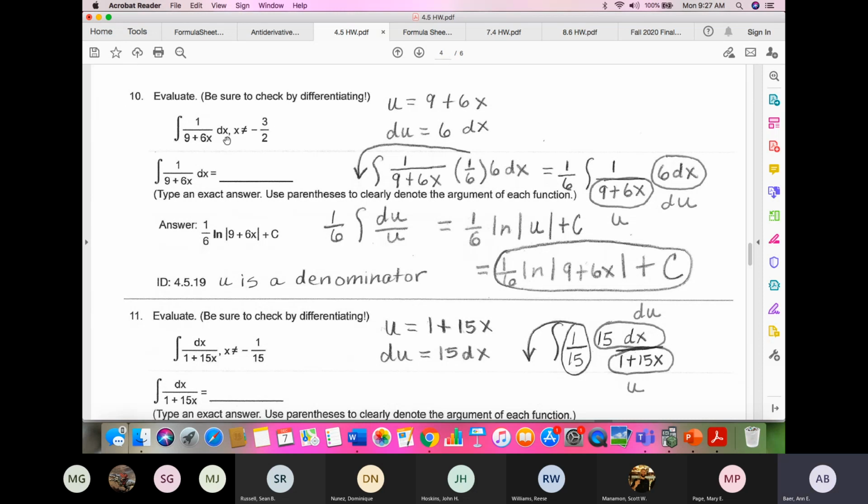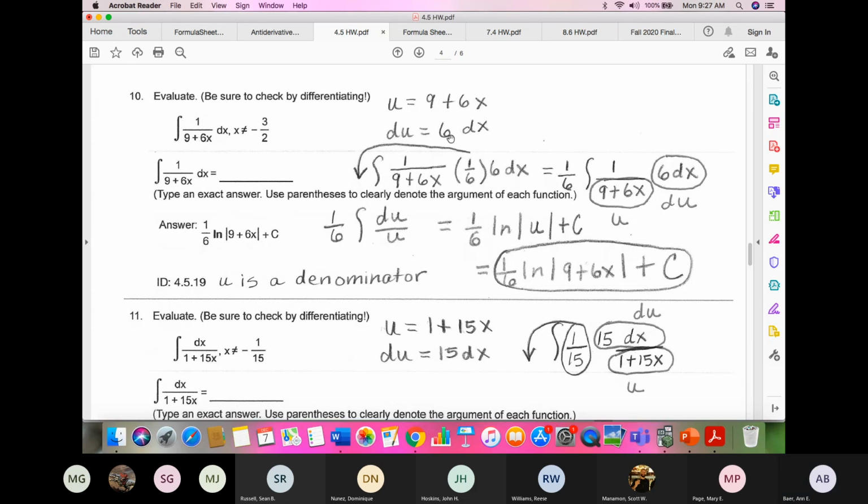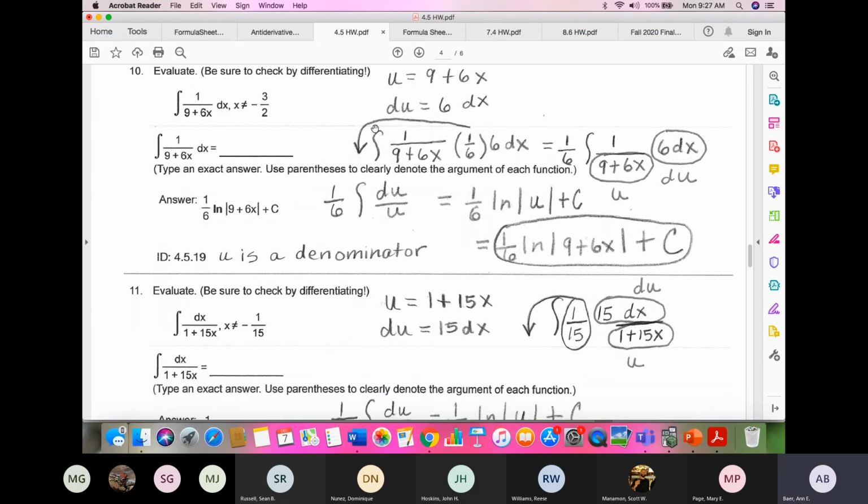This dx, however, what are we going to do? We've got a 6 on this side. Where's that 6 going to go? Where's the 6 going to come from? So what we can do, we can sneak a 1 in here. I mean, 1 times 1 is still 1. So I'm going to sneak a 1 in there.